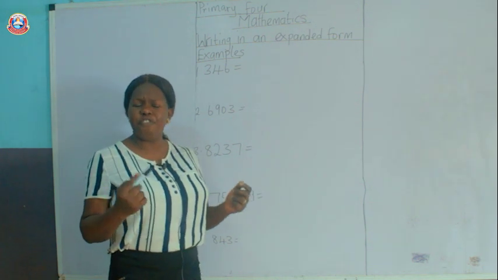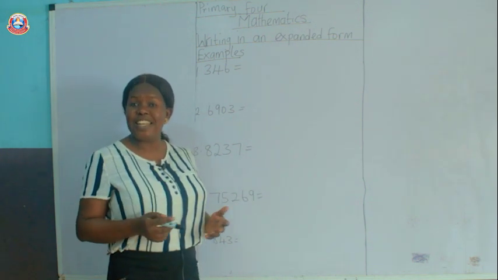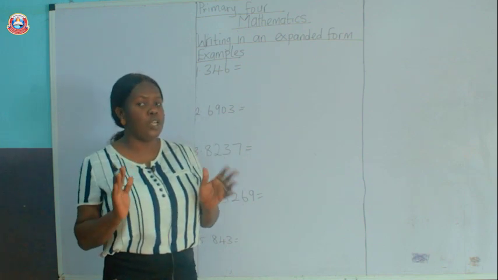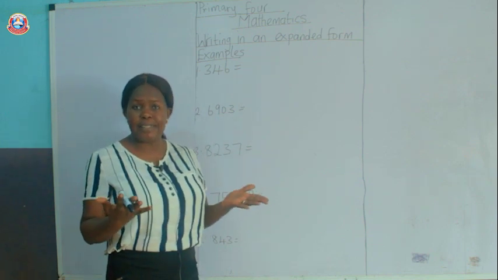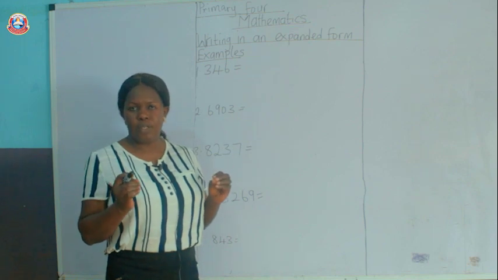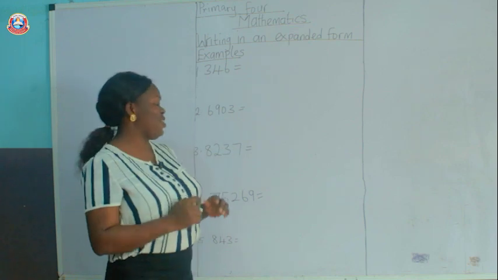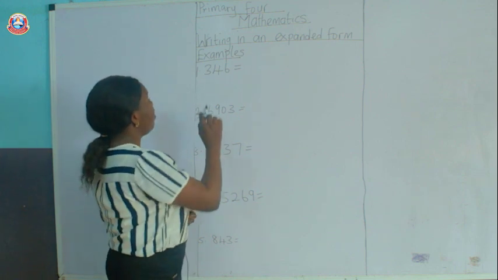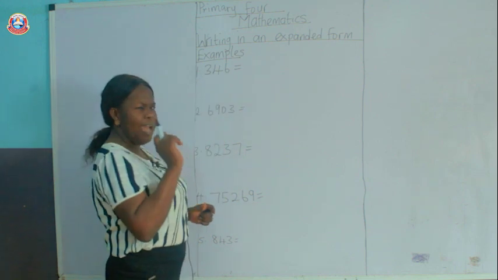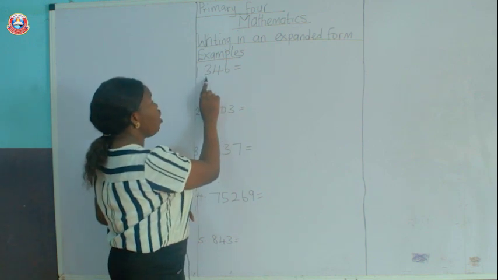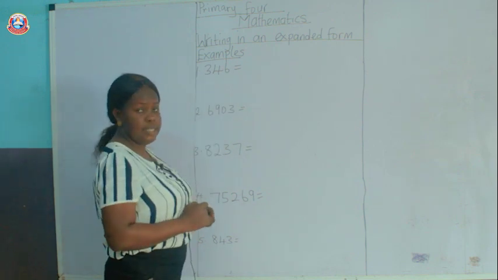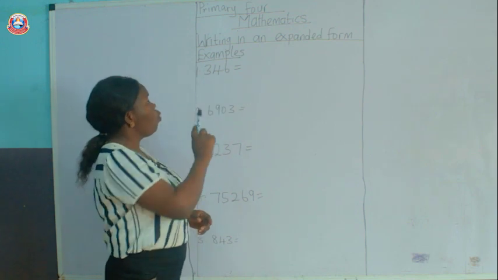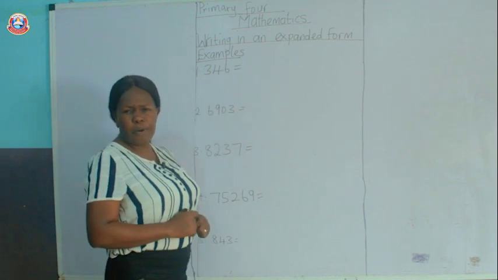How do we expand figures? How do we write in expanded form when you are given a particular figure? How do we expand it? That's what we are going to be looking at today. Are you ready? Now let's go. Example number 1. We have on the board 346. How is it pronounced? 346. Say it. 346. We want to expand this number now.